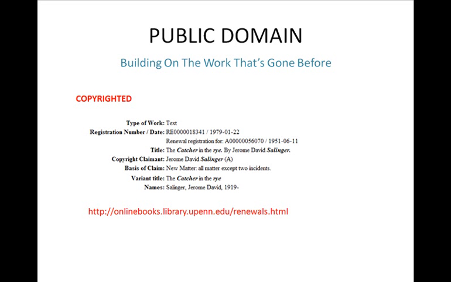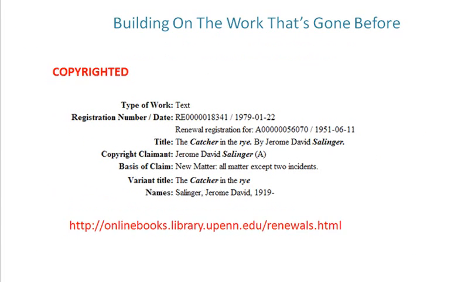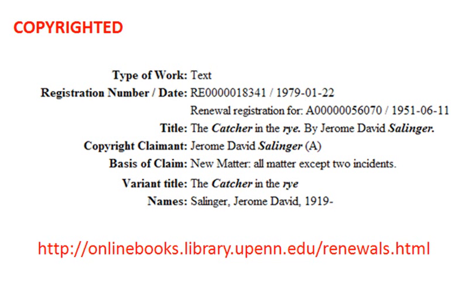Here's what you might find when you're researching copyright. This is from the Copyright Office, and it's the information that's returned when you look up Catcher in the Rye. And you can see that the registration date on the second line is 1979. That's when it was renewed. You'll see on the third line it says that's the renewal registration for the book that was originally written in 1951. Now, at the time that this screen grab was originally created, Salinger was still alive, so you'll see at the bottom he doesn't have a death date.